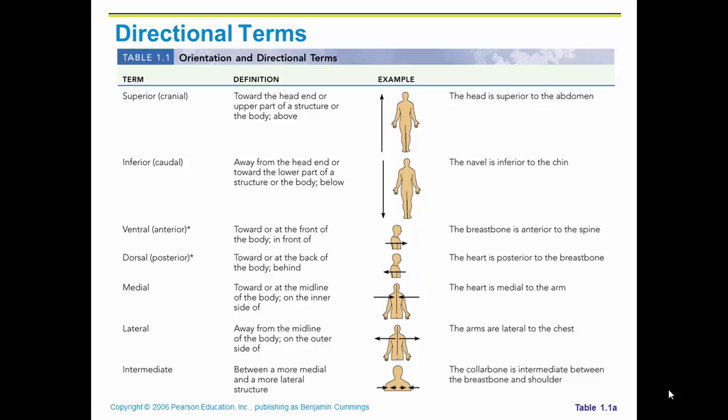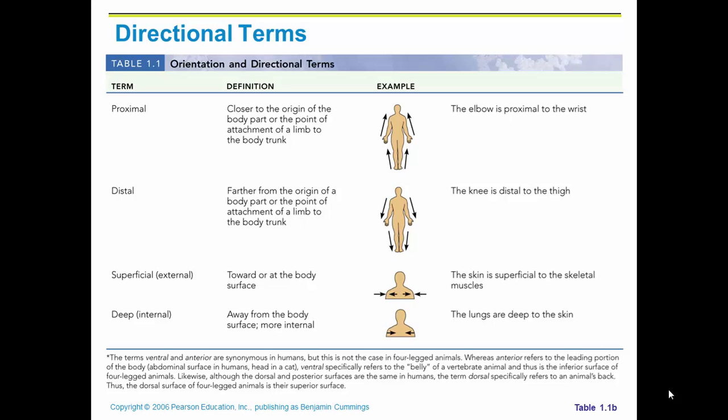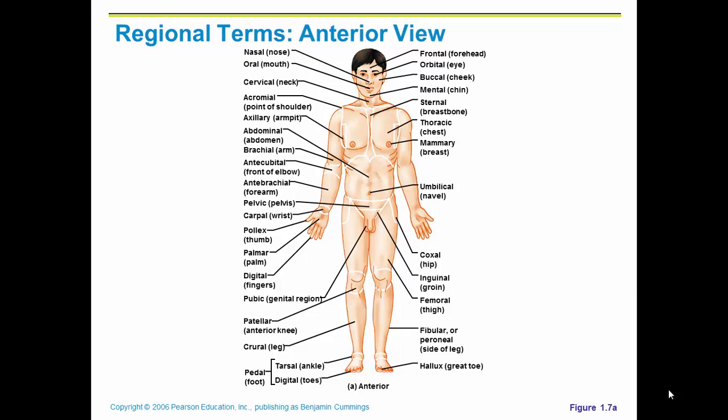In the book, it gives you some good examples of these terms in two different charts. And you will be able to use the book when you are putting together your sentences. Also in the book, there are two charts. There's an anterior view and a posterior view of regional terms. When scientists or doctors are using regional terms, they're using the anatomical terms as opposed to the common terms for that portion of the body.